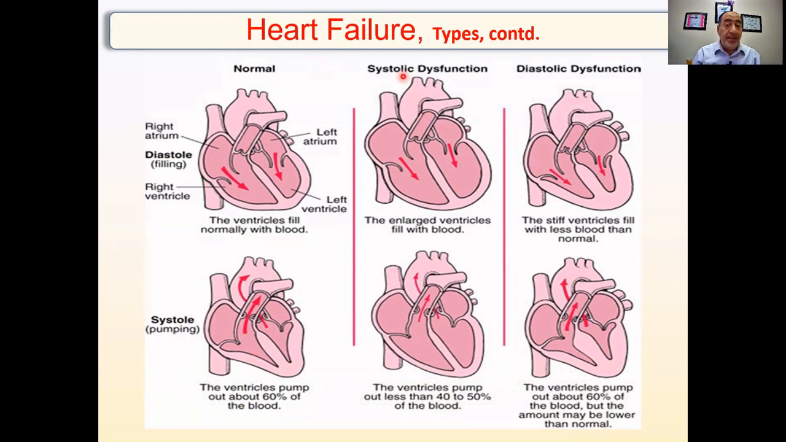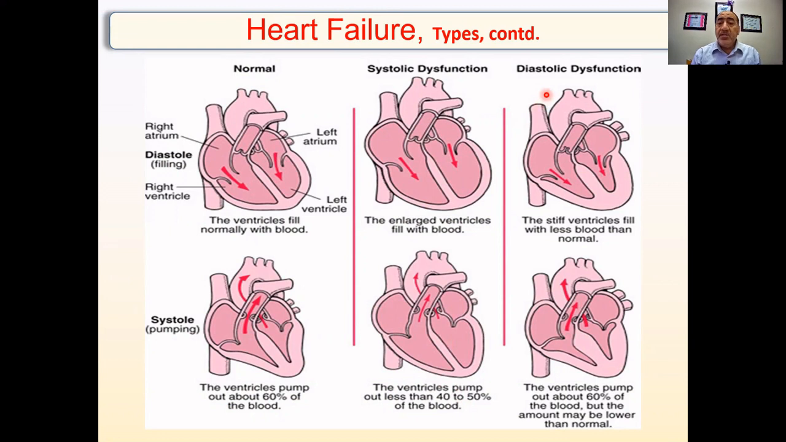In systolic dysfunction, we said there is chamber dilation. The enlarged ventricle will fill with blood, which is okay so far. But the ventricle pumps out less than 40–50% of the blood because the muscle itself is weak, and does not push as hard as it should.